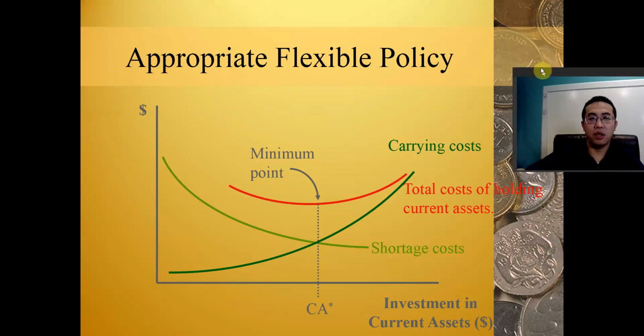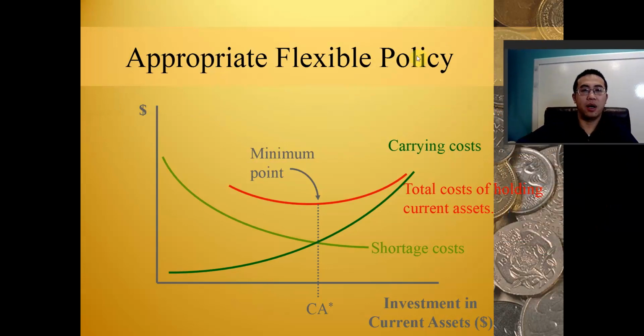All right, so if a company wants to adopt a flexible policy, that must be because this company's minimum point is skewed to the right. The nature of their business gives this curve for carrying cost and this curve for shortage cost, and that basically gives a higher optimized current assets level. So it's not really a choice by the company. It's really the nature of their carrying cost and shortage cost decided by its industry.